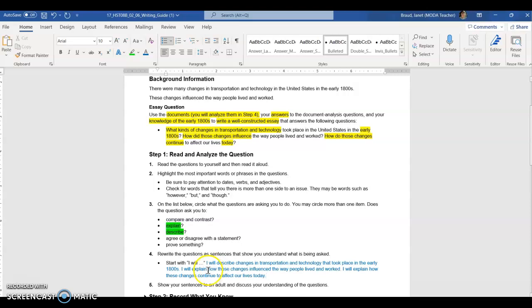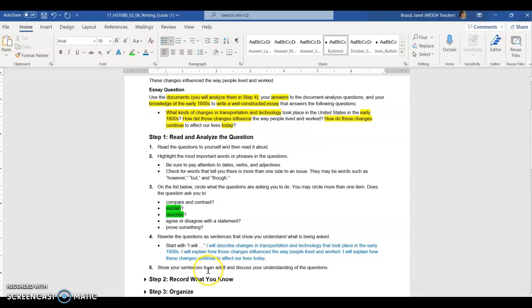Okay, at this point, you would want to show your sentences to an adult and discuss your understanding of these questions. So just to make sure that you understand what it is that the question is asking, this I will step helps make sure that you know what you are describing and explaining in your response.